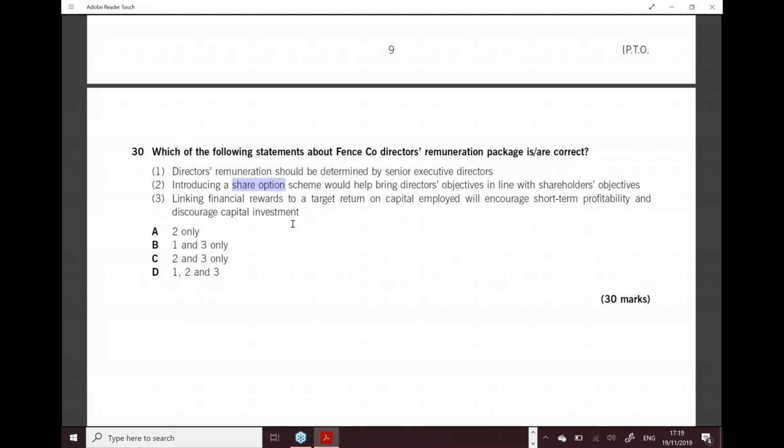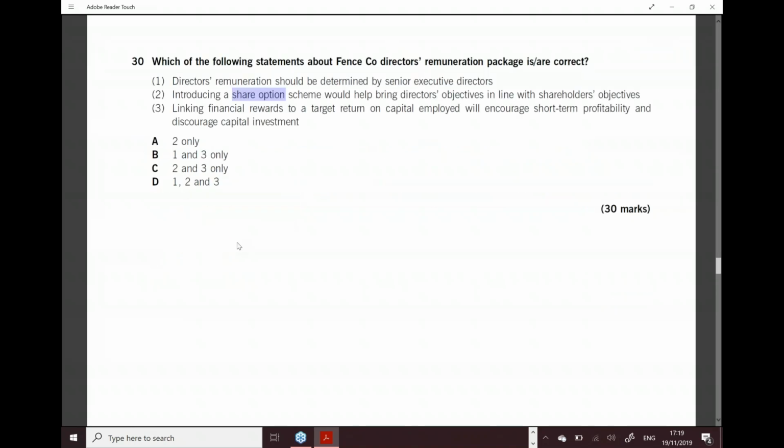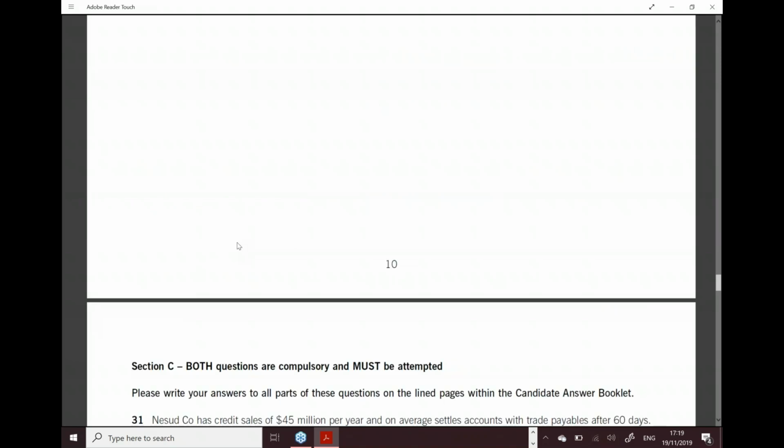Linking financial rewards to a target return on capital employed will encourage short-term profitability and discourage capital investment. Yes, that answer seems correct. So it's only 2 and 3. So it's answer C. So that's that.